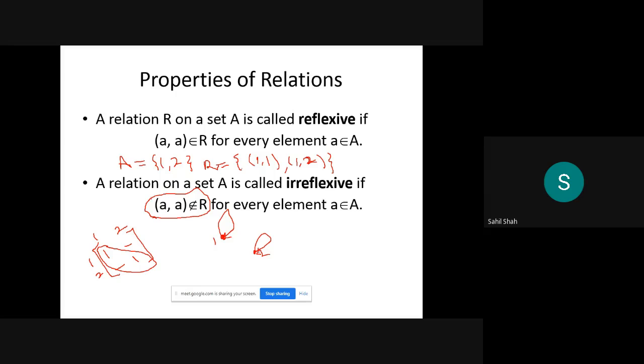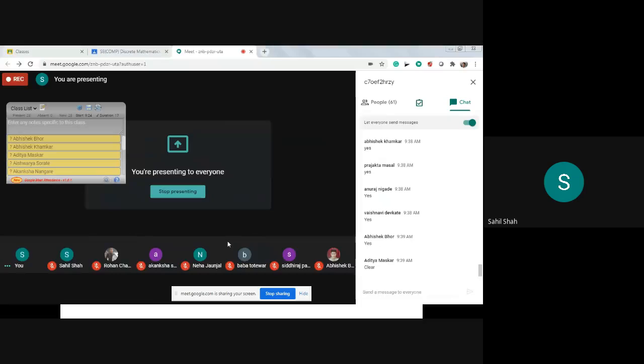And how to identify that a given relation is irreflexive? All the diagonal elements must be zero. If that is the case, the relation will be irreflexive. There should not be any self loop present in the diagram. Again, that will be an irreflexive relation. Am I clear? Fine. Thank you.